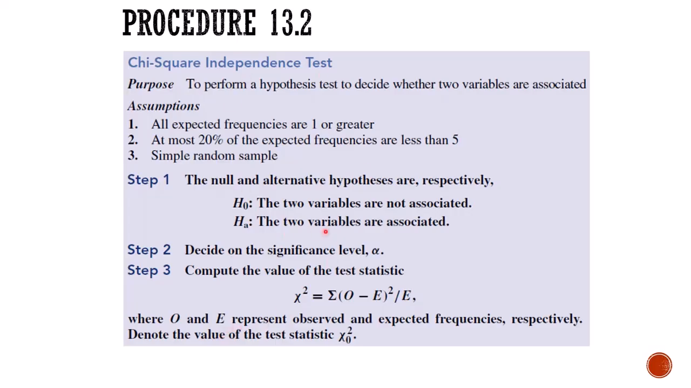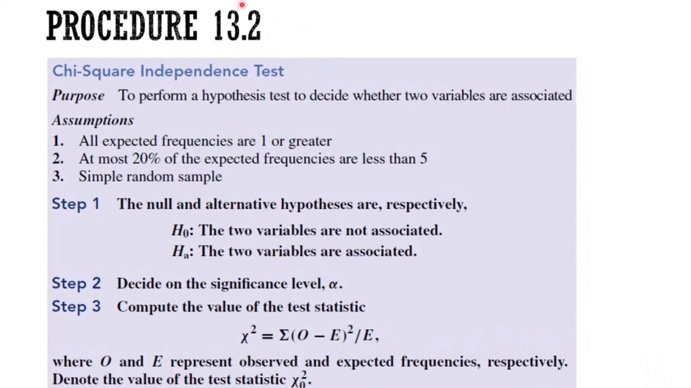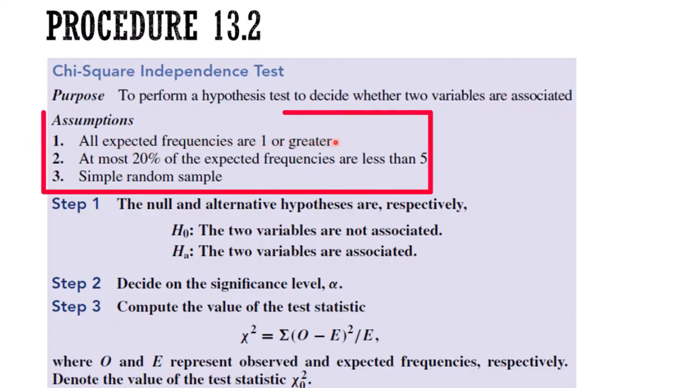So here is the summary of the steps to perform a chi-squared independence test to decide whether two variables are associated or not. What are the assumptions? All expected frequencies are 1 or greater. At most 20% of the expected frequencies are less than 5. These are the same assumptions as we had for the goodness of fit test, and of course simple random sample goes for any statistical study.